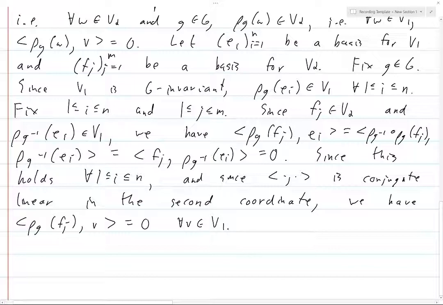And what you'll end up with is, if you pull the constants corresponding to the e_i's out of the second coordinate, you're going to be left with just a sum of a whole bunch of terms where each term is some complex number times the inner product of rho_g(f_j) with some e_i. And we know that that's going to be 0 because of that previous thing we proved, that the inner product of rho_g(f_j) with e_i is 0. So this is a sum of a whole bunch of things which are 0, and thus the sum is going to be 0. Alright, so this holds for every single v in V1. Thus, this is what it means to say that rho_g(f_j) is in V2.